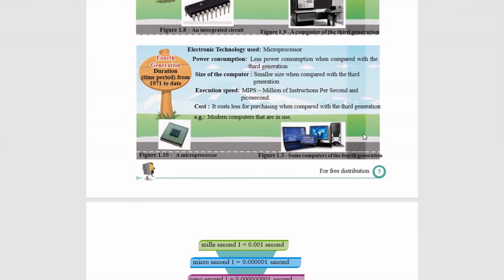Okay. We'll go and see what is picosecond. Give me 5 minutes. After 5 minutes, we'll talk about what picoseconds are. You may have heard of milliseconds, microseconds, nanoseconds, but may not have heard about picoseconds. We'll go and see. So the execution speed is measured using MIPS in microprocessors, and the cost is also less, right? So examples are the modern computers we are using.